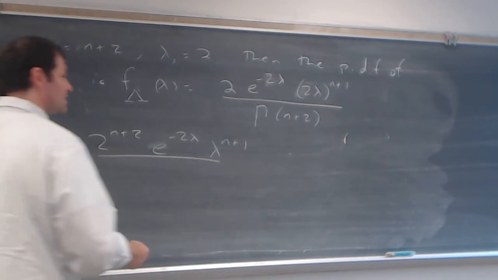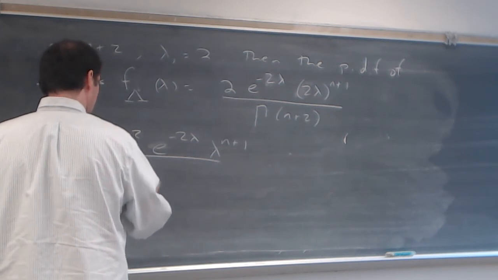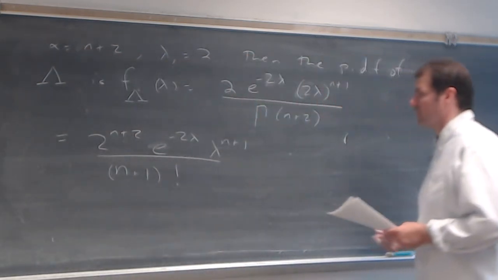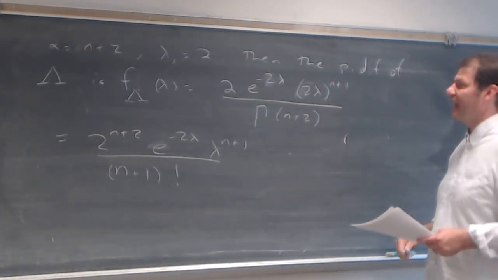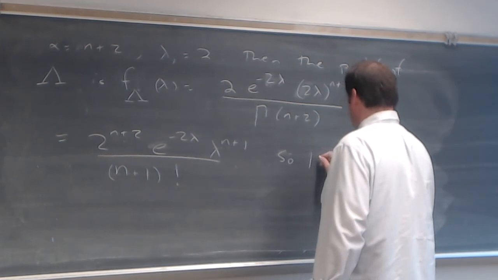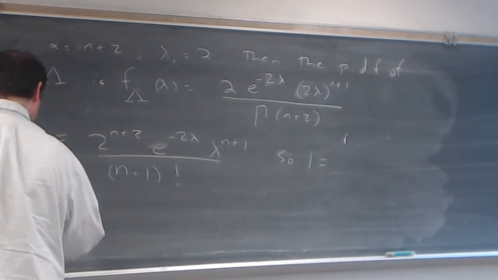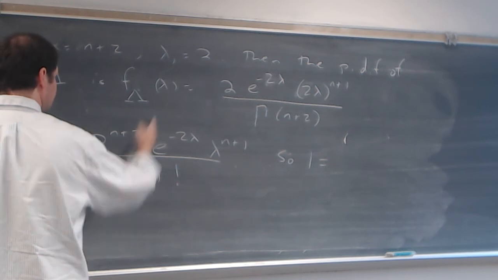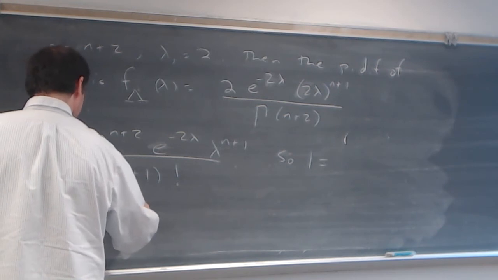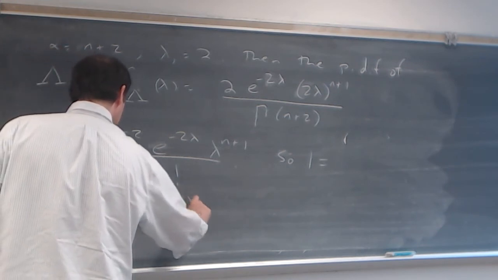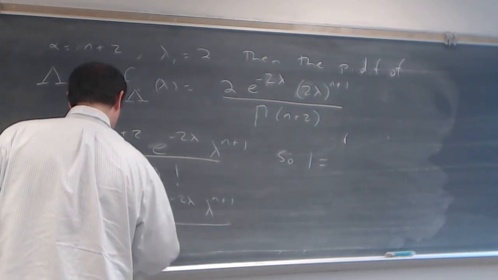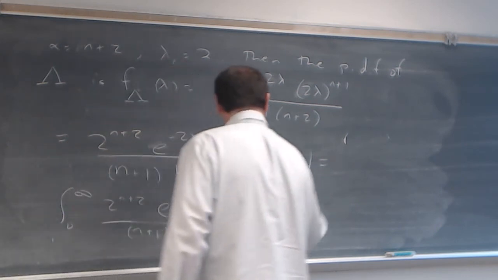That's just going to be, we did this as a homework assignment, n plus 1 less than what we're evaluating gamma at, factorial. That's what we have. And so that's the PDF. Now what I know is if I integrate that PDF, then 1 has got to be equal to the integral from 0 to infinity, because lambda here is greater than 0, of 2 to the n plus 2, e to the minus 2 lambda, lambda to the n plus 1, all over n plus 1 factorial. If we integrate this with respect to lambda, that's what we get.